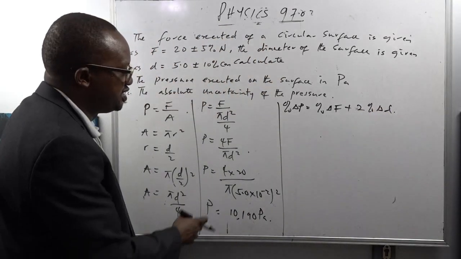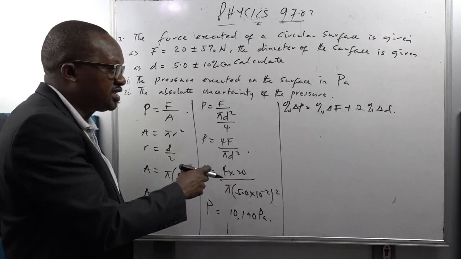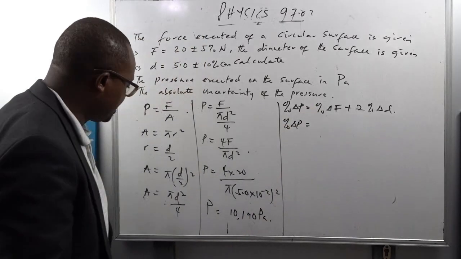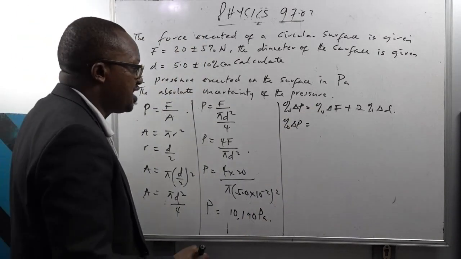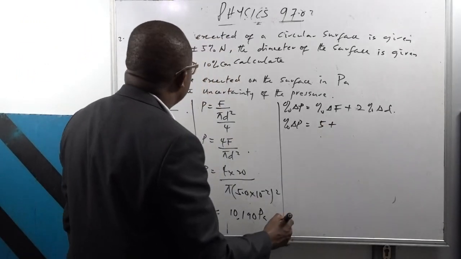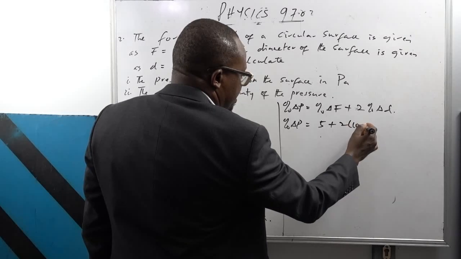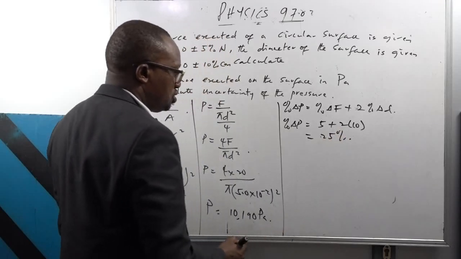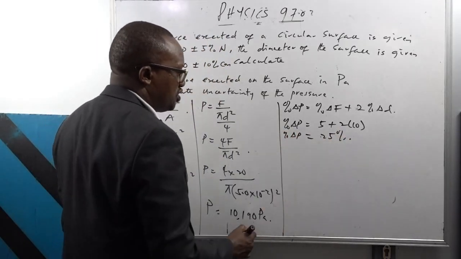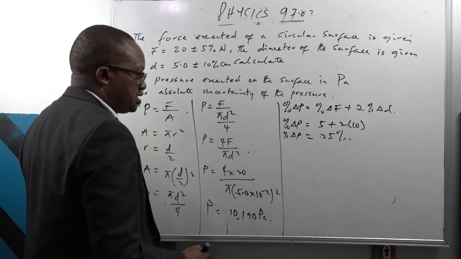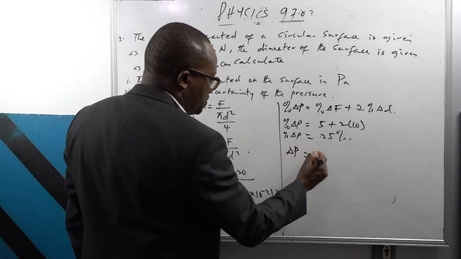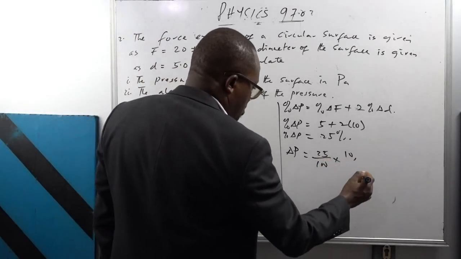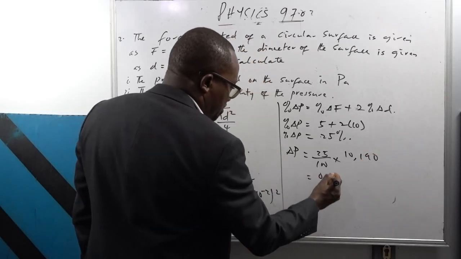We have said that if a reading is raised to a power, you multiply the percentage of certainty of that reading by that power. So the percentage of certainty of pressure becomes the percentage of certainty of force, which is 5% plus 2 times 10%. This will give you 20 plus 5, 25%. So this basically means that the percentage of certainty of pressure is 25%. So the absolute certainty of pressure will just be 25% of the reading of pressure, which is 10,190. This is 0.25 times that.